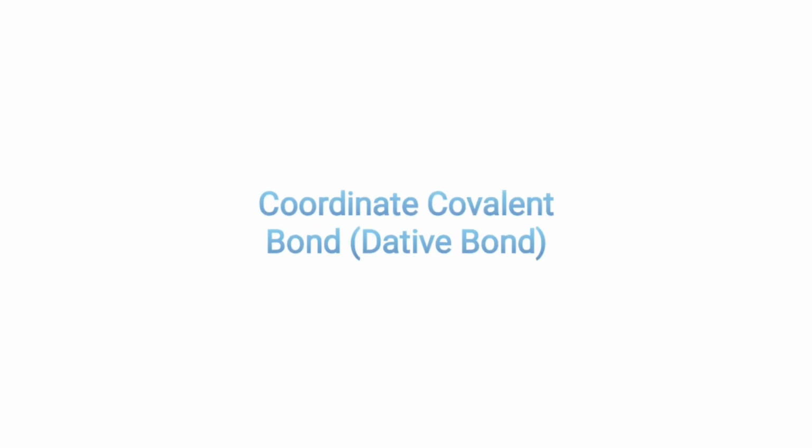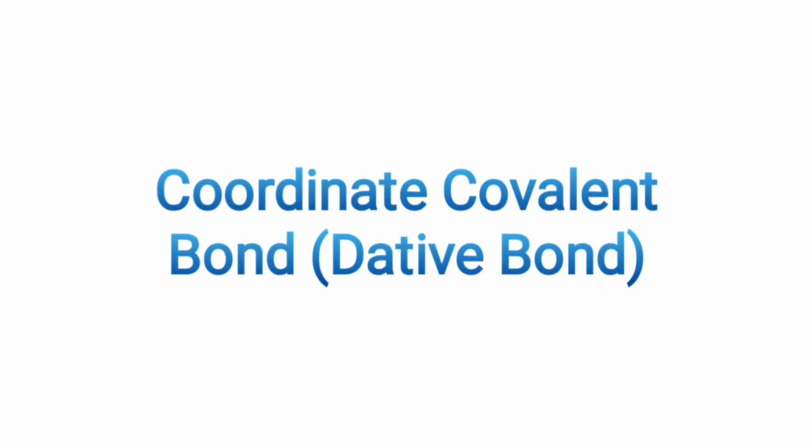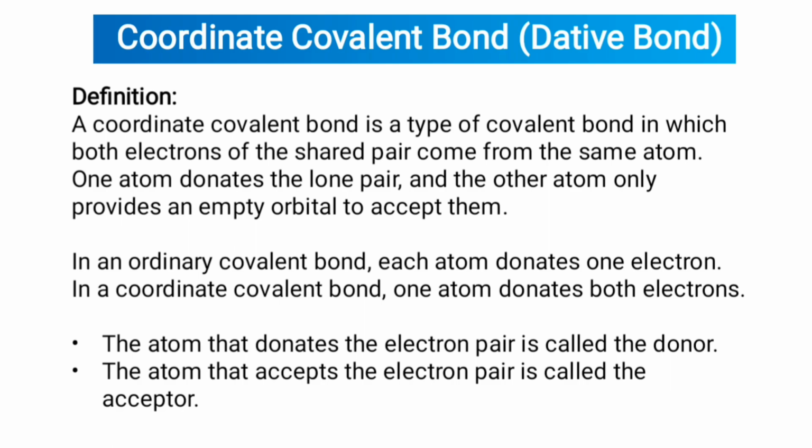My dear student, in the last lecture, we studied covalent bonds, meaning how atoms share electrons, either one, two, or three pairs to form single, double, and triple covalent bonds. But today, we will look at another special type of covalent bond, which is the coordinate covalent bond, also called the dative bond. So, coordinate covalent bond or dative bond.